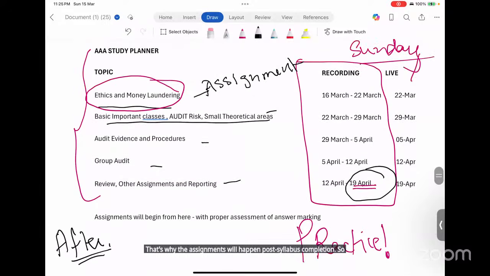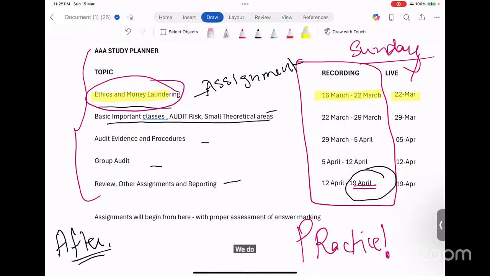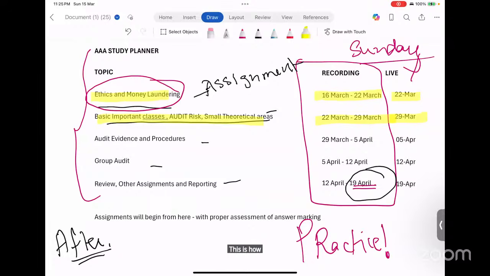So as you can see in your planner, what we are doing here is you do the topic of ethics and money laundering. You cover it from the recording from tomorrow onwards till 22nd March. Then I meet you on 22nd March at 8 p.m. Indian time, live in the class. We do questions related to that topic. I take your doubts related to that topic. Then you cover the remaining areas in the next week, then we meet again. This is how things would work.